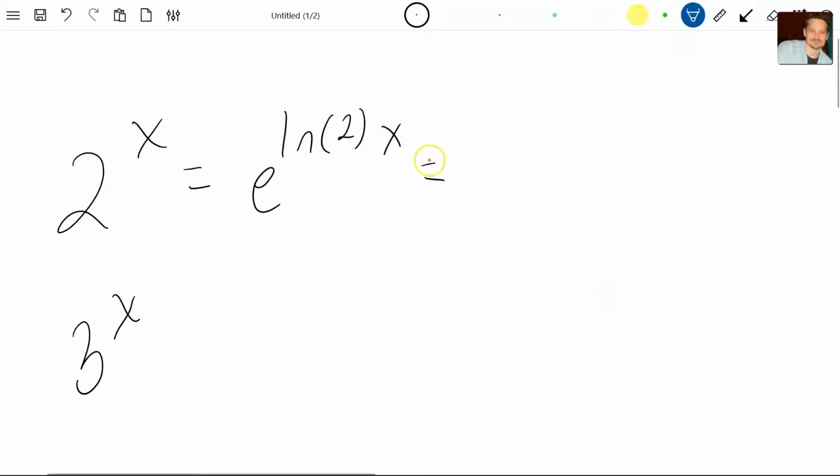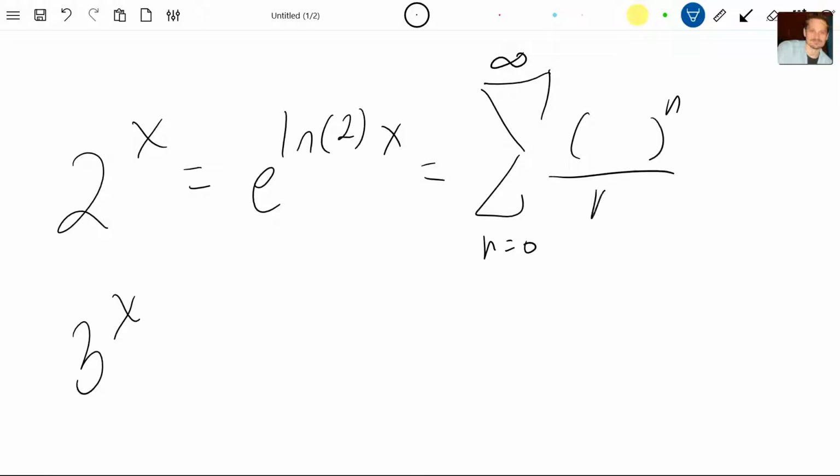So now let's write a series. Use the same series as for e to the x. In other words, this would be the summation as n goes from 0 to positive infinity of something to the n over n factorial. The n and n factorial are from the basic e to the x series. The question is, what should we put inside the parentheses? What goes inside is this part right here, together with the ln 2. In other words, this whole quantity is playing the role of x. So here you're going to put ln 2 and then x in this position.